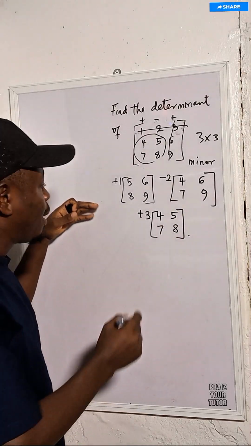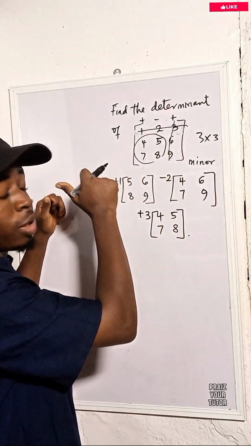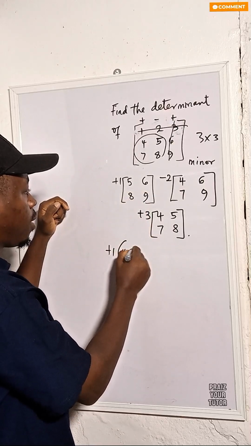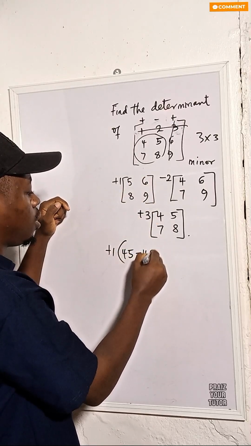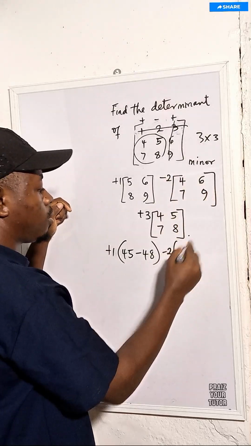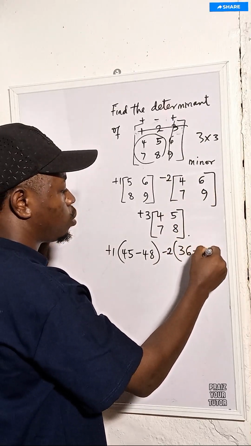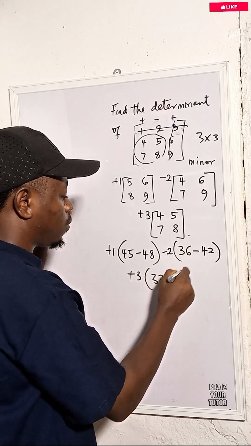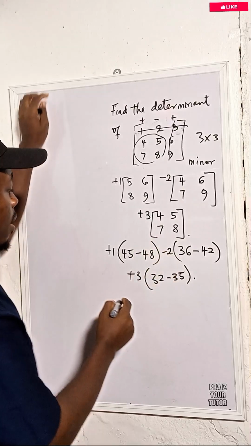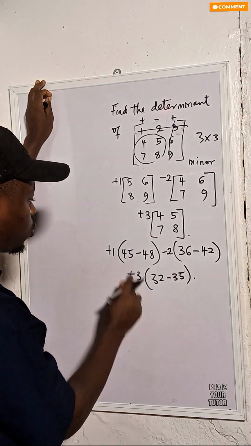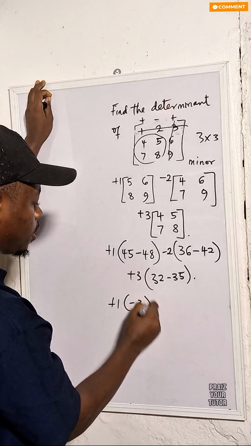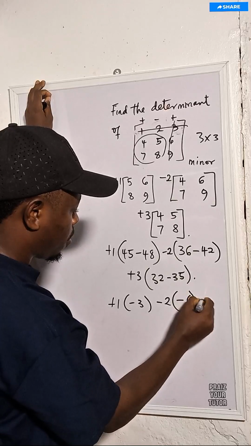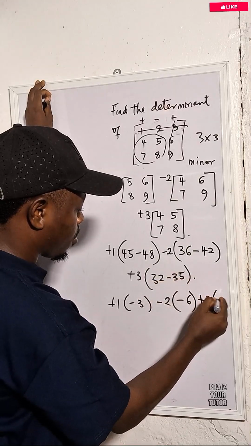Now, we are going to do this the way we did the 2 by 2. That means we have plus 1 into 5 times 9, 45 minus 48. Minus 2 into 4 times 9, 36 minus 42. Plus 3 into what? 32 minus 35, right? Plus 1 into 45 minus 48, minus 3. Minus 2 into 36 minus 42, minus 6. Plus 3 into what? Minus 3.